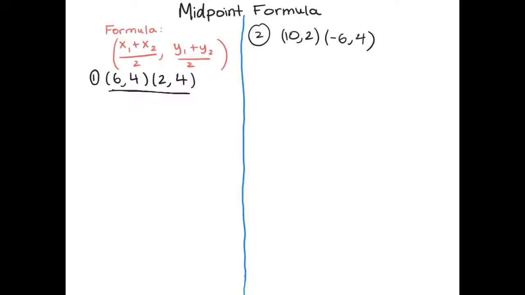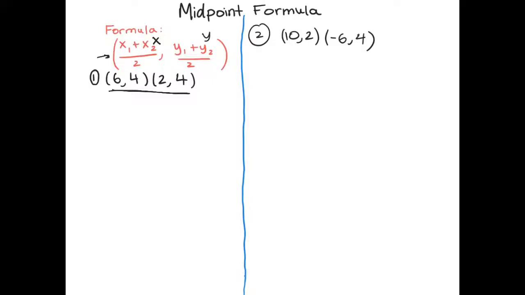The midpoint formula is x1 plus x2 divided by 2, and y1 plus y2 over 2. Whatever the value of x1 plus x2 divided by 2 is, that will represent the x side of a coordinate, and y1 plus y2 divided by 2 will represent the y part of the coordinate.